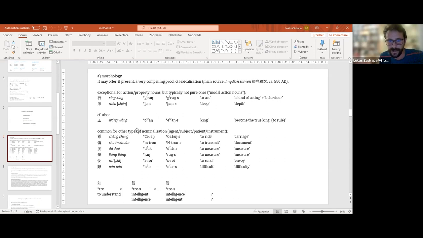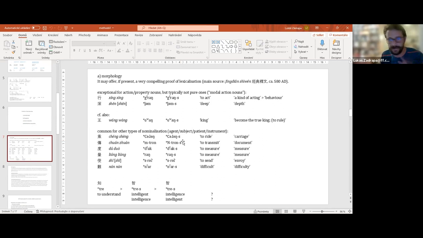This is shen. And then we have a different process, but this is the opposite direction, I would say, that we have this wang, which is not a verb but a noun, and we have this morphological process of turning this noun into a verb. So we can just notice this kind of thing, that it really happens, that this is king, and to become the true king. And only rarely it means just to rule, but almost always it means to become the true king. So at least we can see that there was still, let us say, productive morphological processes.